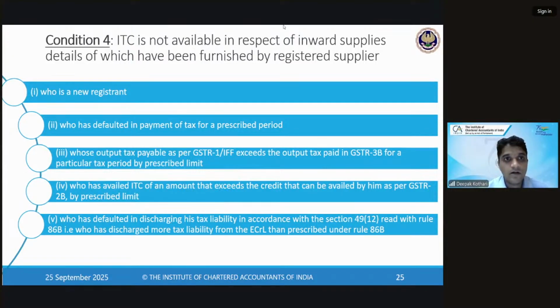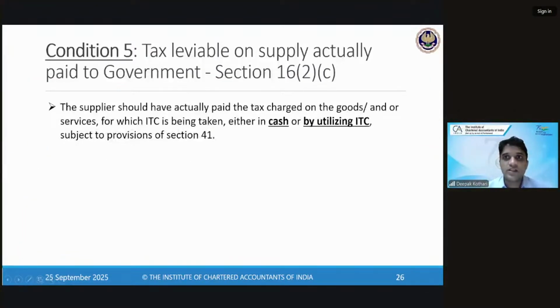Clear? Now, the fifth condition, which is there under 16(2)(c), is that the tax levied on supply is actually paid to the government. Which means the GSTR 1, on that basis it will appear in your GSTR 2B, but the supplier should have actually paid the taxes to the government. That is, the supplier should have actually paid the tax which is charged on the goods and or services.